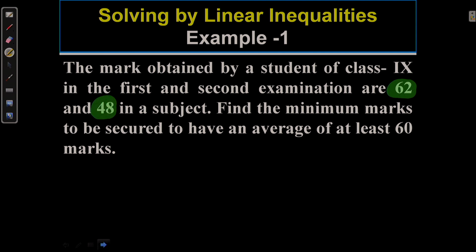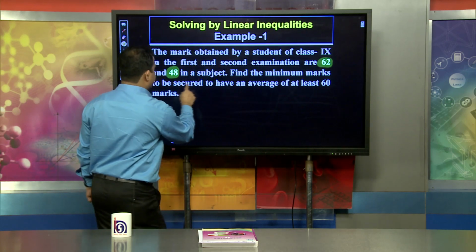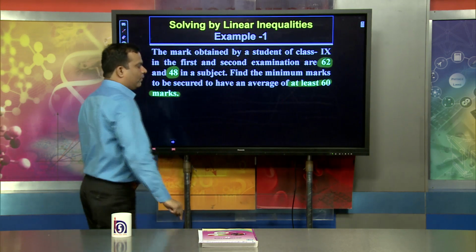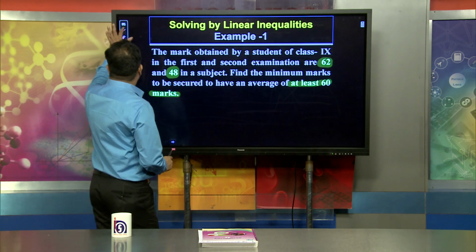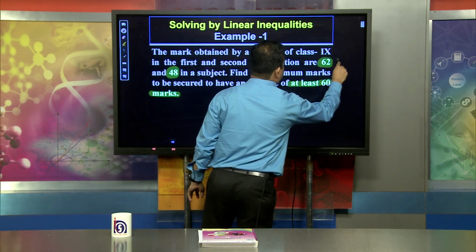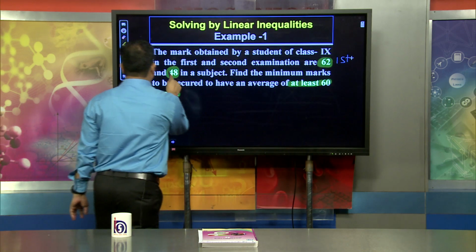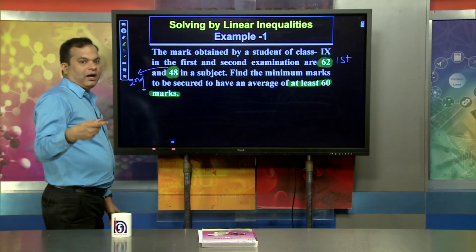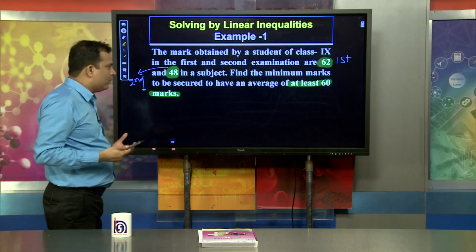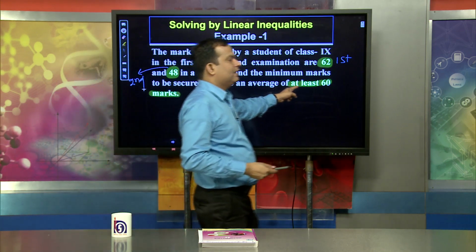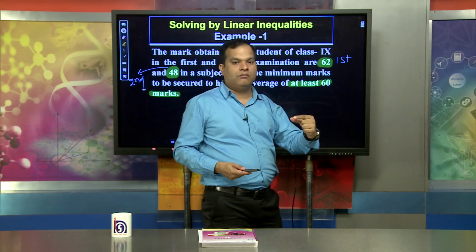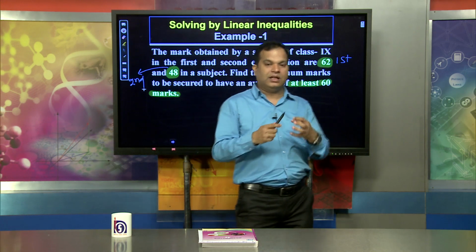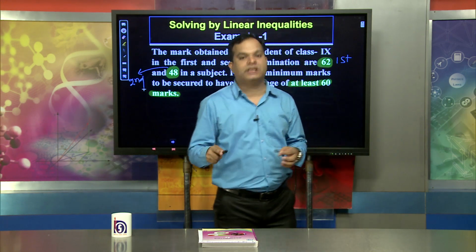Or I can say, find the minimum mark to be secured to get an average of at least 60 marks. So I can say simply that this is the first examination mark, and this is the second examination mark. Now the question is how much mark he or she is supposed to secure in order to get at least, meaning minimum, 60 marks. It may be more than that. The concept is greater than or equal to 60.